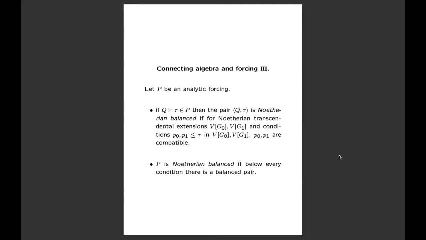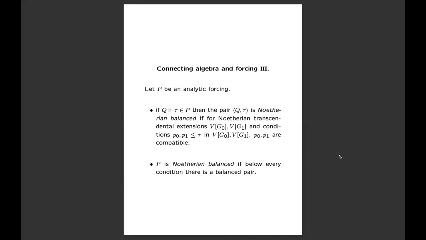I will say that this pair Q, tau is noetherian balanced if the following holds. Whatever follows might sound difficult to understand, but in fact it's a key thing, and it's very flexible. Whenever you take two noetherian extensions, VG0 and VG1, they are arbitrary, they don't have to be Q extensions. That is a really important thing. But inside of them there are some Q extensions.